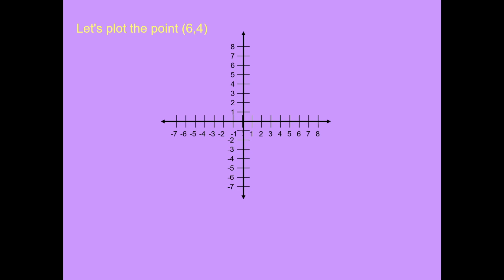Now let's plot the point (6, 4). On the x-axis, I'll go over 6 units, and on the y-axis, I go up 4 units, and there's the location of the point.